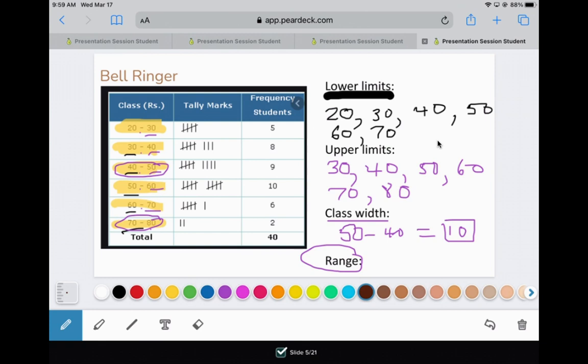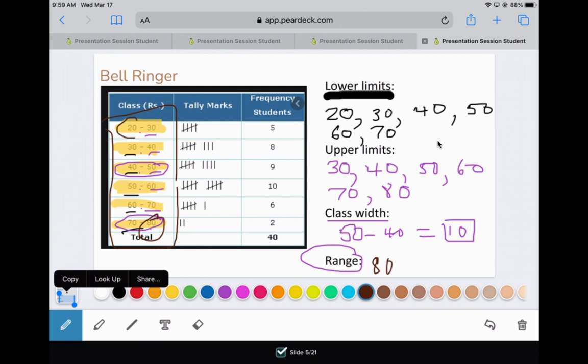So either one, okay? The range is, this is really easy for us to make mistakes between class width and the range because we do subtract one number from another one. So for the range, this one is different a little bit. I'm not going to focus on one class. I'm going to focus on the entire group, the entire column. So the range is going to be the highest value, which is 80. And I'm going to subtract the lowest value, which is 20. So that would be 60.